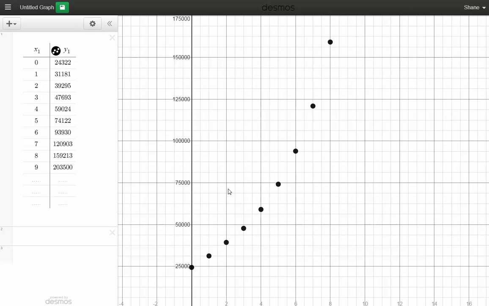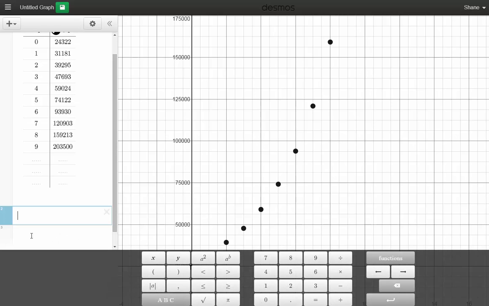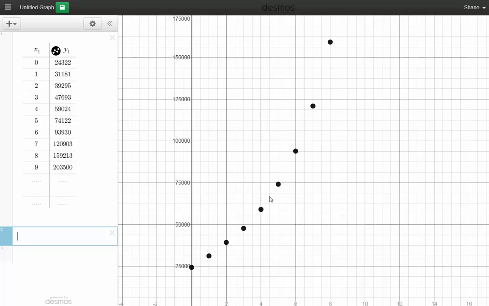All right, so what we would like to do is find the best equation, the best curve that fits this data. And we can do that over here by entering in a regression equation. Now, in Desmos, we can do that a couple ways. We can try to fit a linear equation to this data. And if you look at this data, it doesn't necessarily look like it's in a straight line. But let's go ahead and find the best line that fits this data.